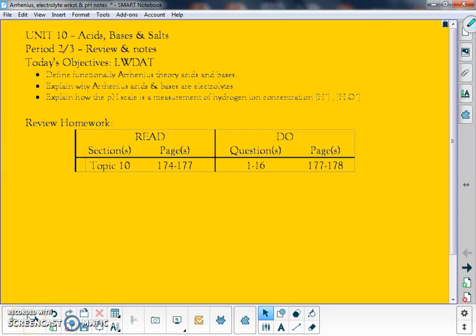Okay, so this is our second or third lesson in acids, bases, and salts. The homework assignment was there. You should have checked your answers in Schoology against the review book answers. But if you did and had some difficulty with them, I'll review them quickly as we move on.